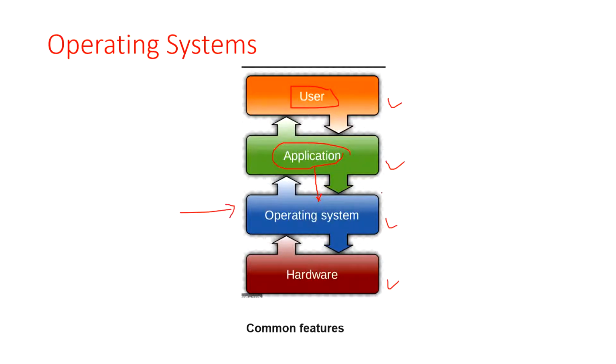By chance, if this operating system gets removed, then the link between the application and the hardware will be lost. So the operating system is the main component which can establish the link between an application and the hardware resources. That's why we need an operating system for computer systems.